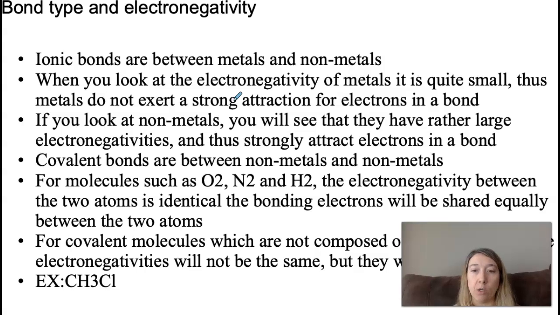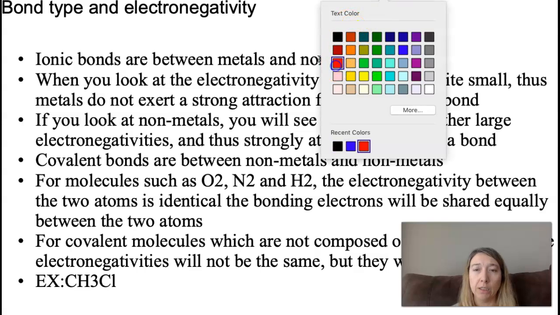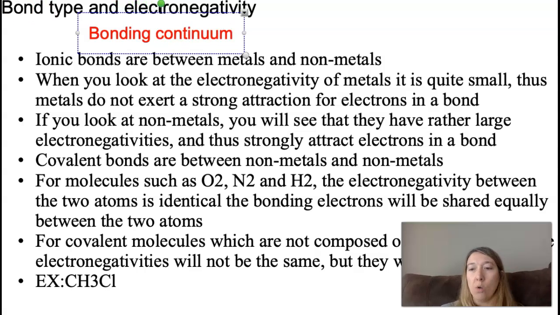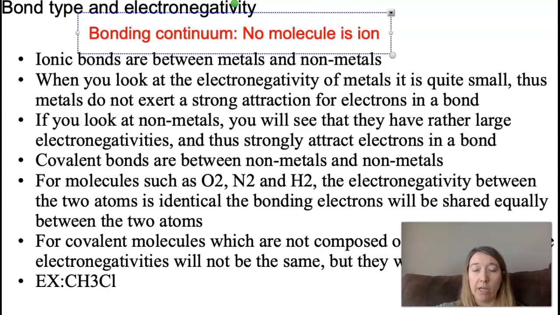Now we're starting to get into the gray area where molecules aren't actually ionic or covalent. They're always displaying characteristics of both. And we tend to refer to this as what we call the bonding continuum. So the bonding continuum basically refers to the fact that no molecule is ionic or covalent. That's not how you spell covalent, hold on.